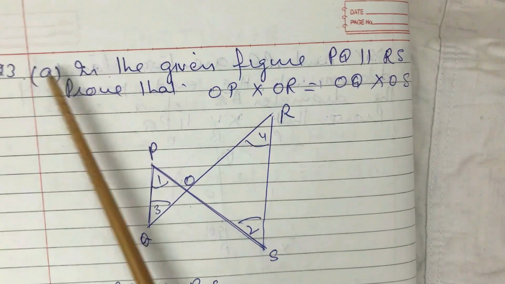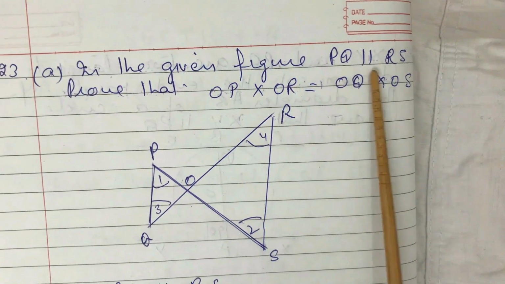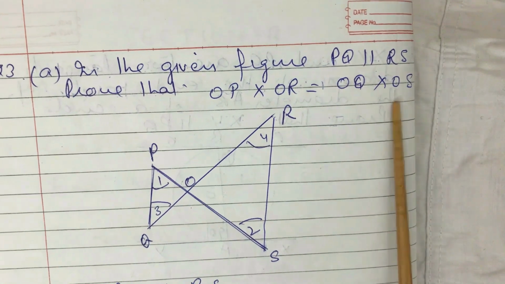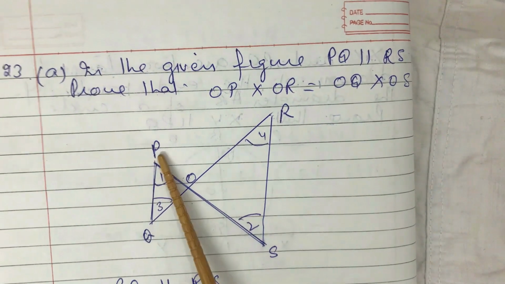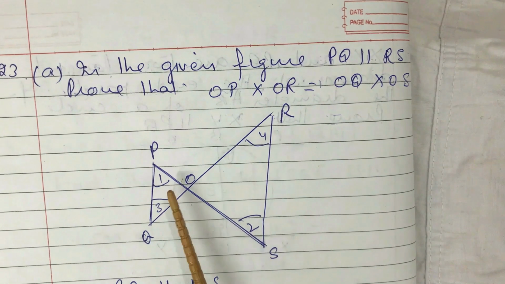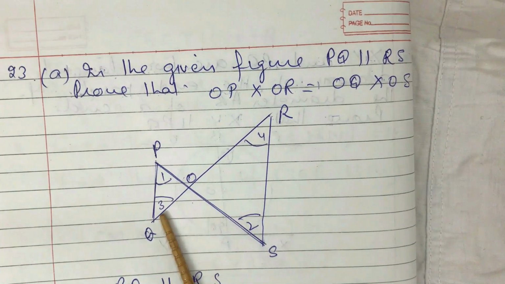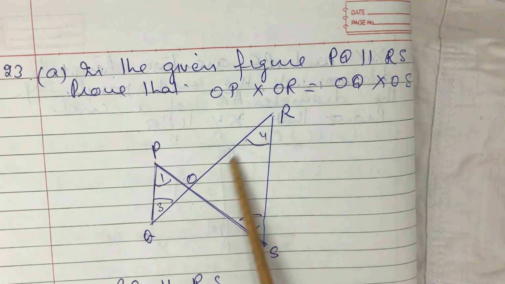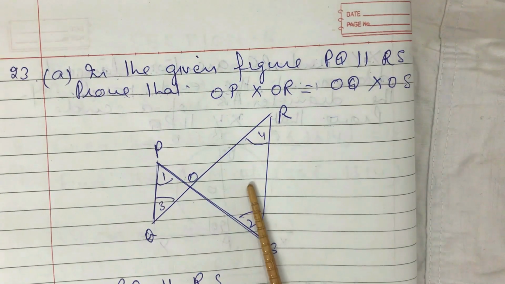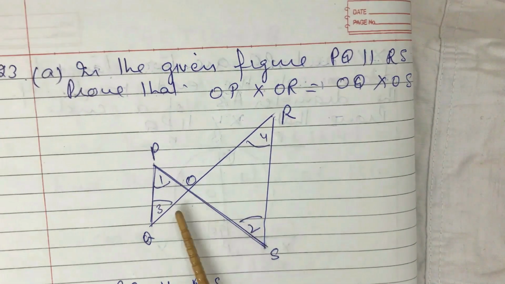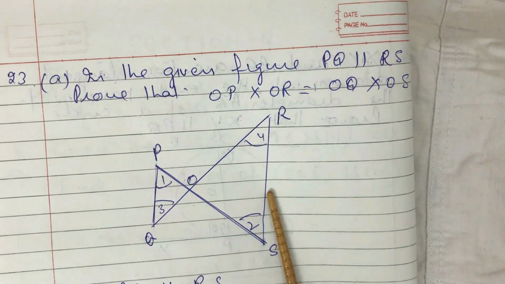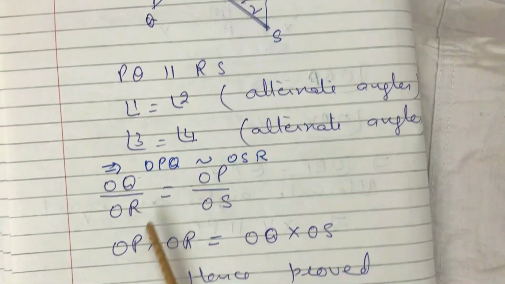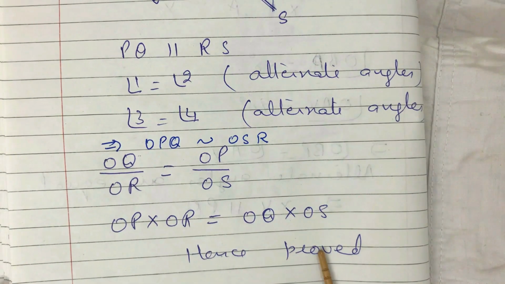Now 23rd question, A part. In the given figure, PQ is parallel to RS. Prove that OP into OR is equal to OQ into OS. Now this figure is given to us. This line is parallel to this line. It means angle 1 is equal to angle 2, angle 3 is equal to angle 4. These are alternate angles, so this triangle and this triangle are similar triangles. If they are similar triangles, their sides are proportional. It means OQ by OR is equal to OP by OS. Cross multiply it and you will get the result.